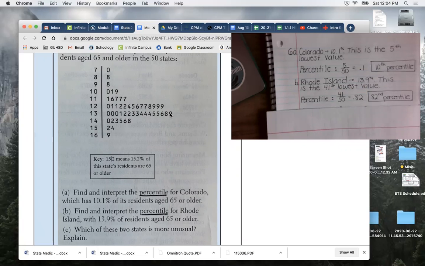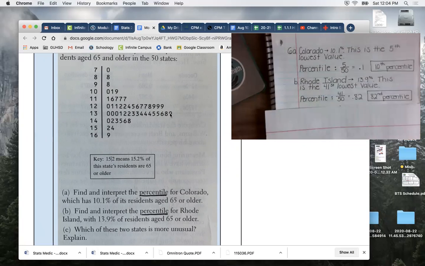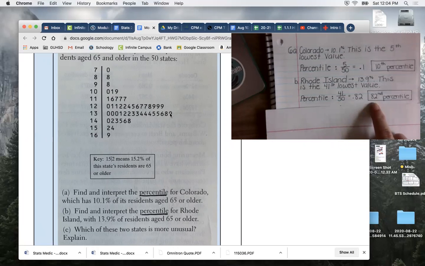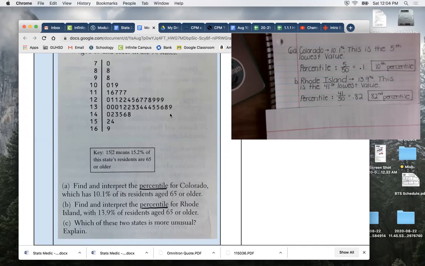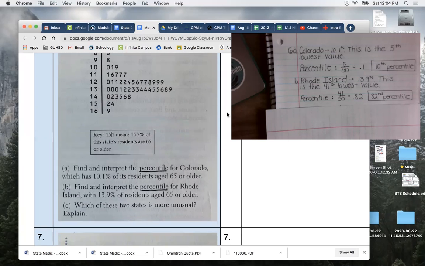I take 41 and divide by 50, and they are at the 82nd percentile. What that means is that 82% of states have 65 and older at or lower than this. They're actually at a high percentage when you think of it that way, of 65 and older.